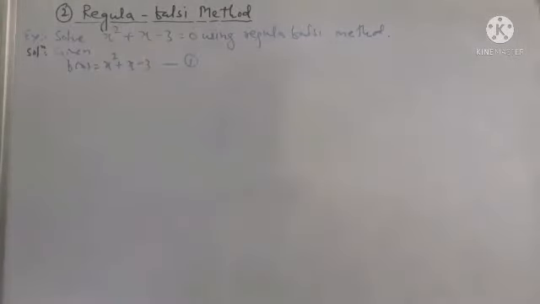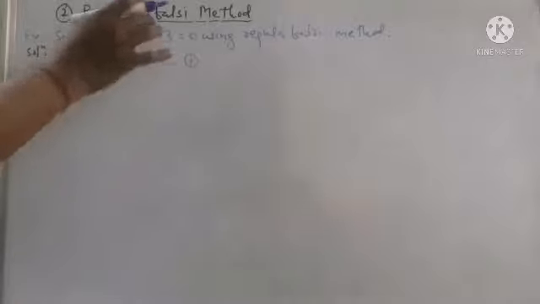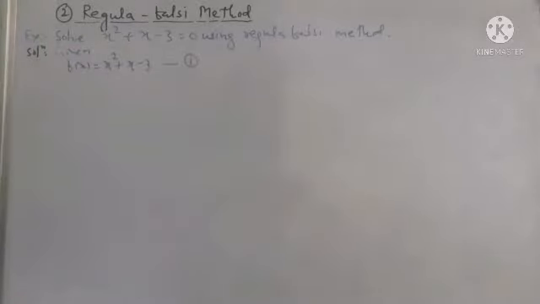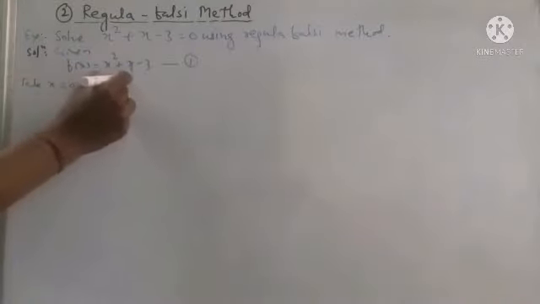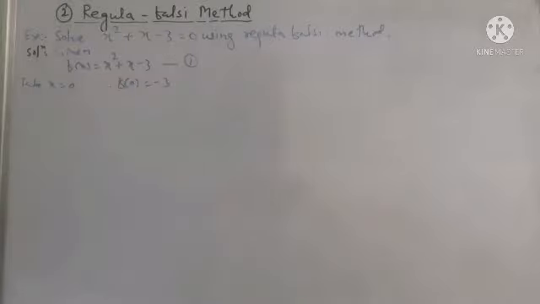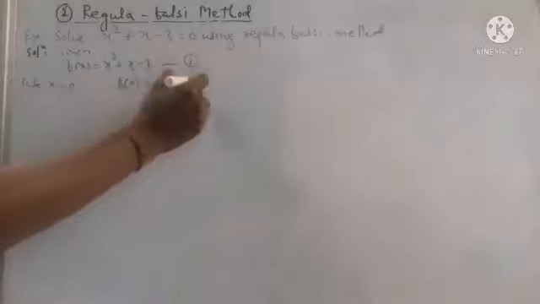Now first we define the interval in which this algebraic equation has a root. For that we take the integer values of x. So take first x equal to 0, we get the function at 0 as equal to minus 3. As f of 0 is not equal to 0, x equal to 0 is not a root of the algebraic equation, but the value of the function at 0 is negative.